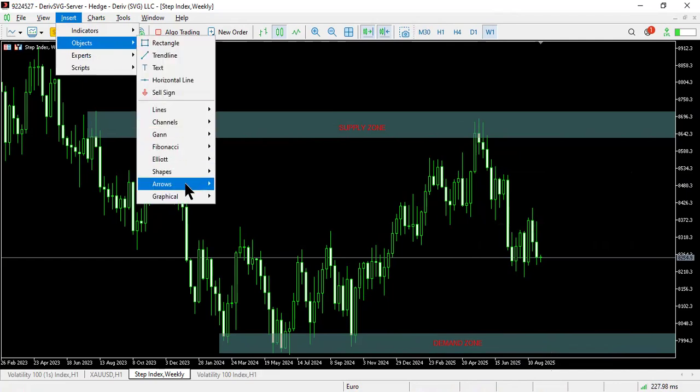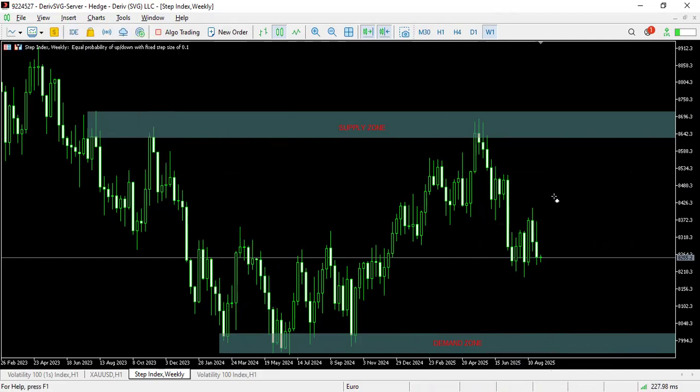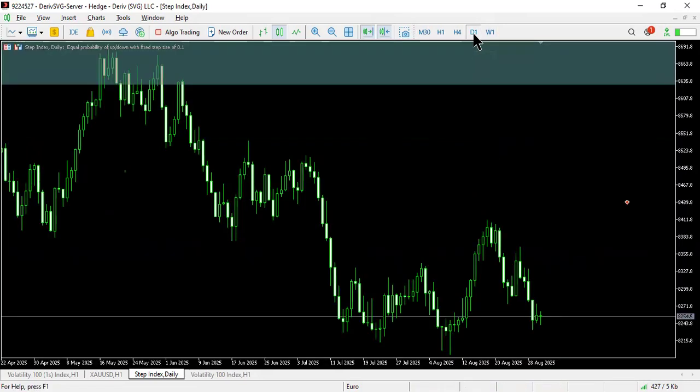So step index is in a downtrend. So we are looking for sales now on step index because price is moving from supply to demand. Like I always emphasize, price moves in between supply and demand zones. And if you don't know how to mark supply and demand zones, check out one of my lessons on the SMC strategy course. It's there on how to plot your supply and demand zones. But for now, price is moving from supply to demand. So we are placing sales on step index because step index is trending bearish.